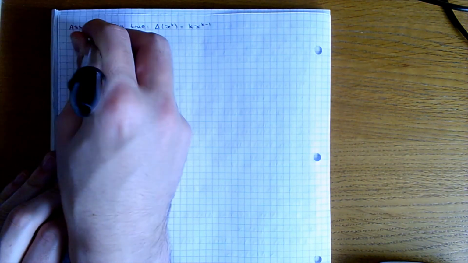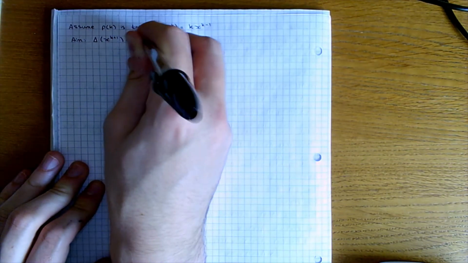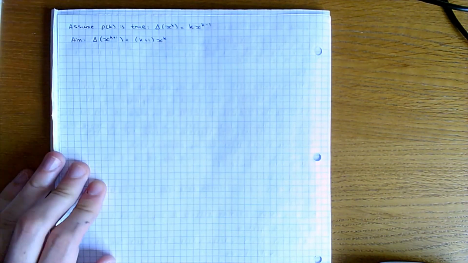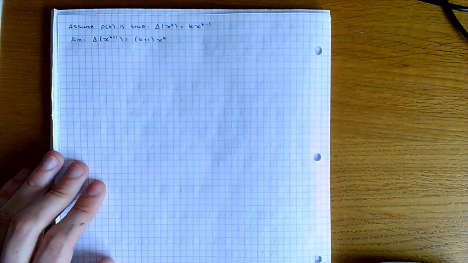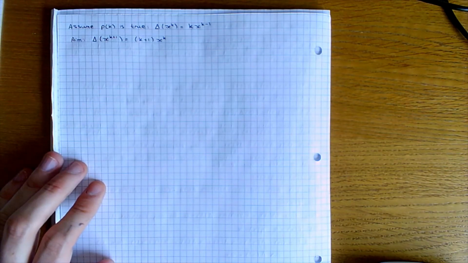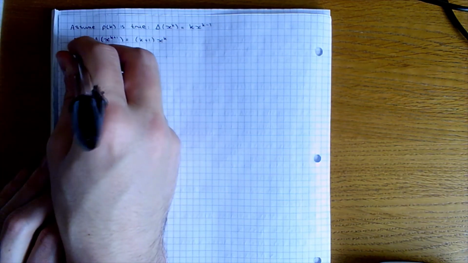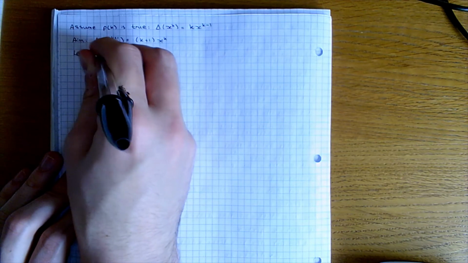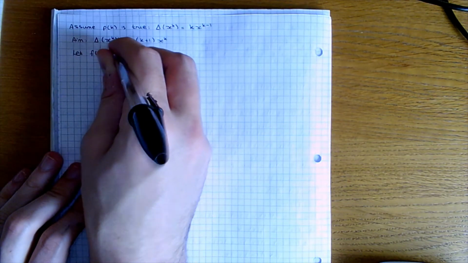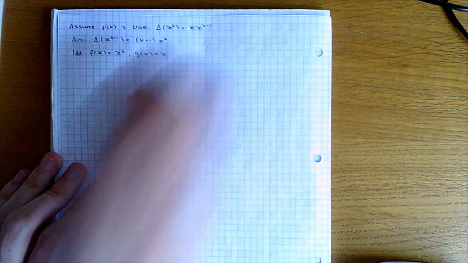Our aim is to show that delta of x to the power of k plus 1 equals k plus 1 times x to the k. And we can try and get that from basically using a similar method to what we did for x squared and x cubed. So I'll say something like let f of x equal, I don't know, x to the k. Let g of x equal x.